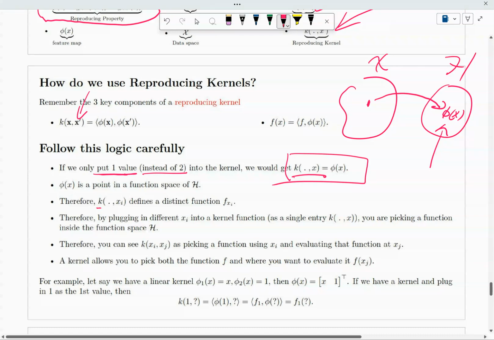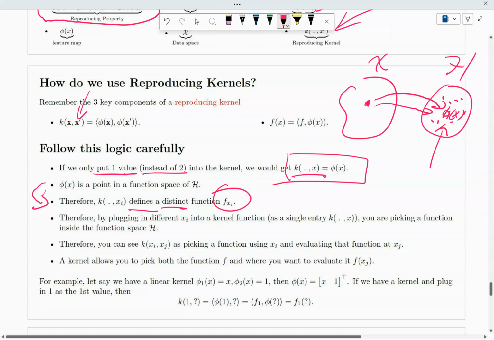Therefore, by mapping one, you are defining a distinct function. Okay, so this is the logic jump that you need to think about. You can think of mapping this point here as mapping the data into the function space. But every single point in the function space is a function. So by putting a value inside a kernel function, you are defining a function, right? Depending on what you're putting here, you're defining a different dot inside the function space. So you are defining a distinct function.